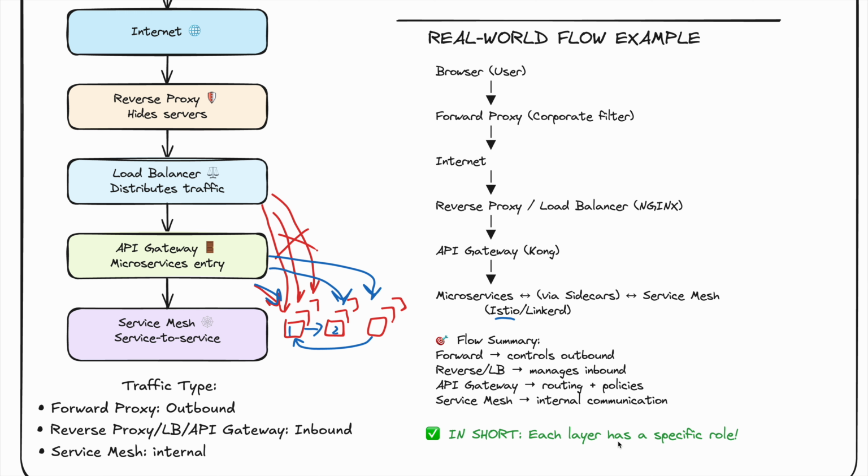And to sum up what we have learned today: the forward proxy controls the outbound traffic, the reverse proxy and the load balancer manage the inbound traffic, the API gateway is for routing the requests and for the policies, and the service mesh is for internal communication.